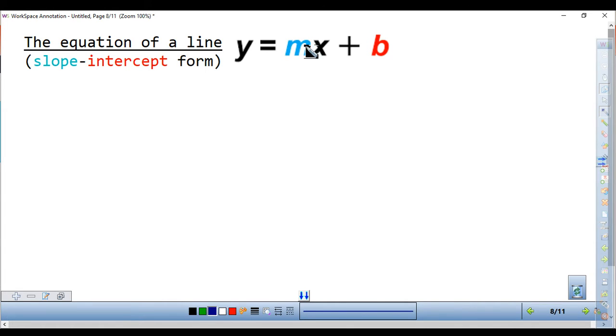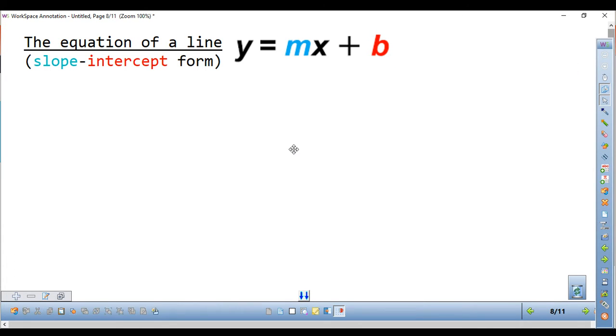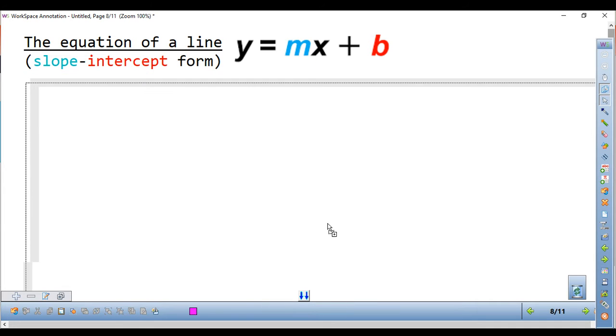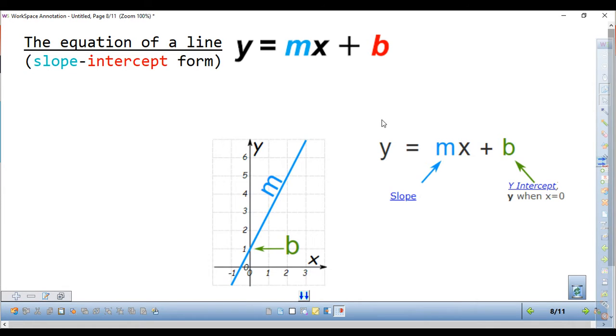M always represents the slope and b represents the y-intercept, which last week we referred to as the starting value or the initial value. It's where it crosses the y-axis. And we're going to look at this slope-intercept form this week. There are many ways to write equations, but this is the most common form that we will use. We'll talk about other forms later on in the year.